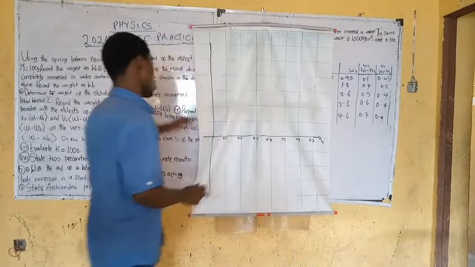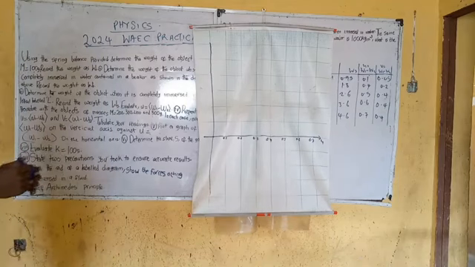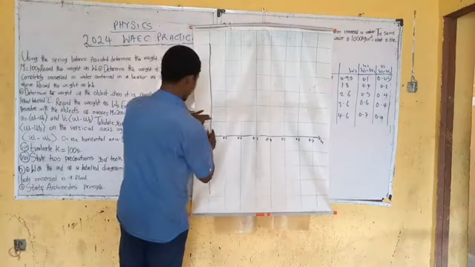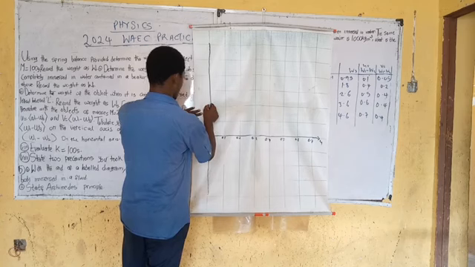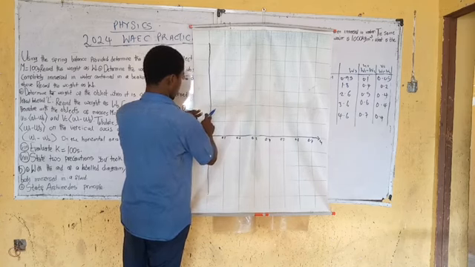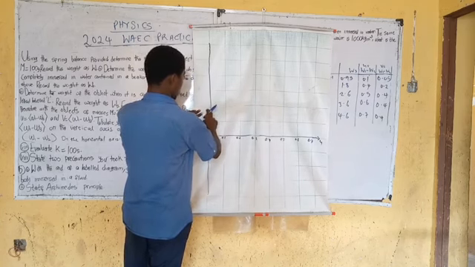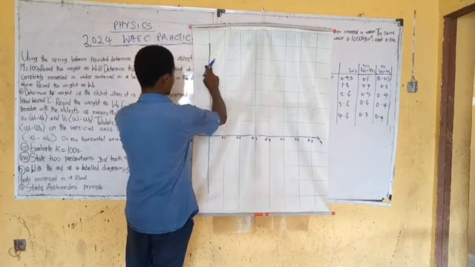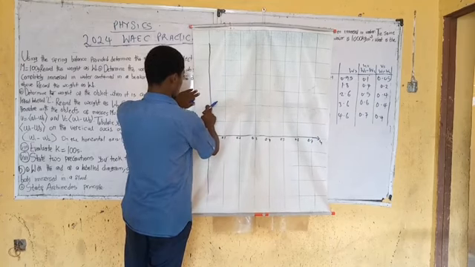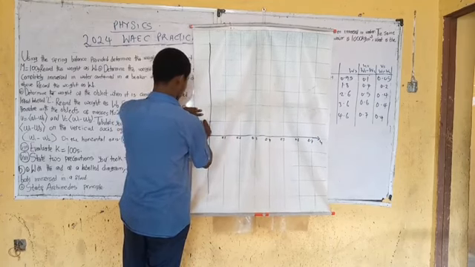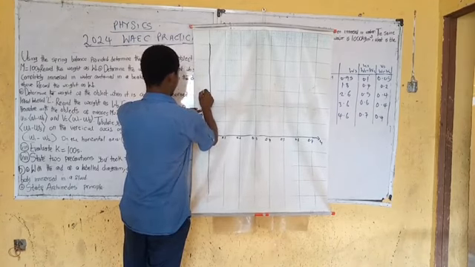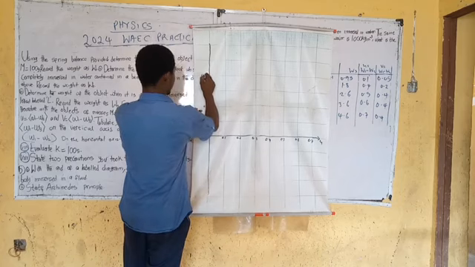Then the next thing is the vertical axis. We have 0.05, 0.2, 0.4, 0.4, 0.4. So after 0.05, you can say let this place be 0.05. Okay, let's make it 0.1, 0.2, 0.3, 0.4.